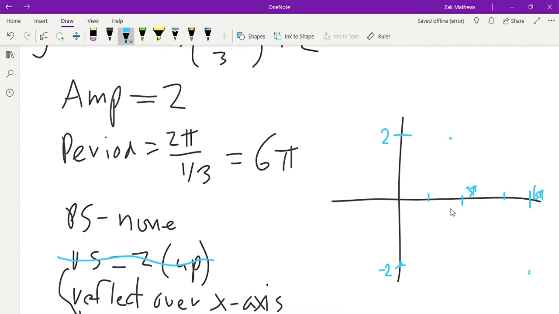And then finally, let's look for the zeros. The zeros will occur at the halfway points, or the 3 pi over 2. Halfway between 0 and 3 pi is 3 pi over 2. Halfway between 3 pi and 6 pi, add the 2 together, 9 pi, and then divide by 2, 9 pi over 2.